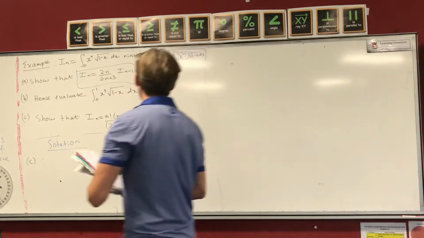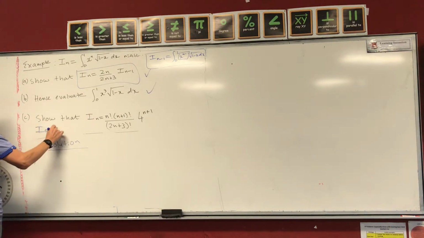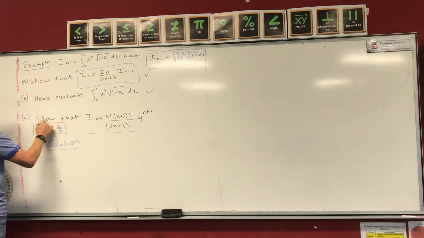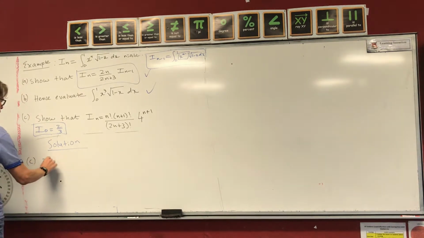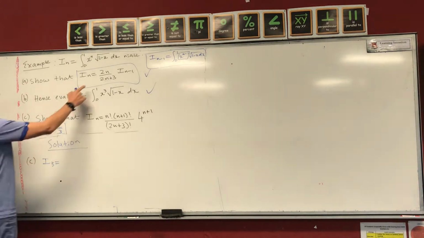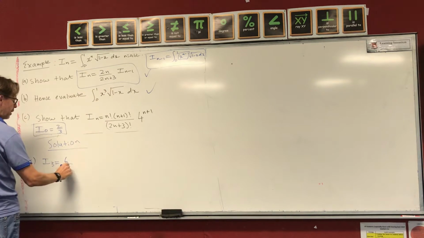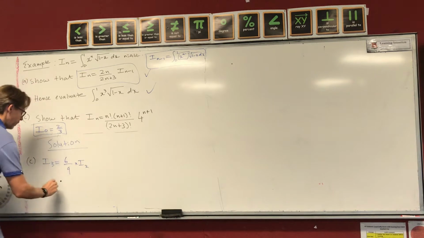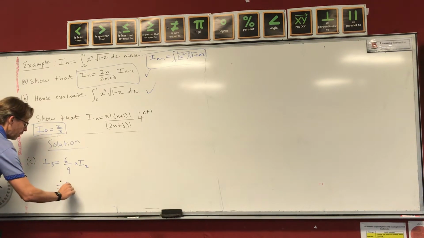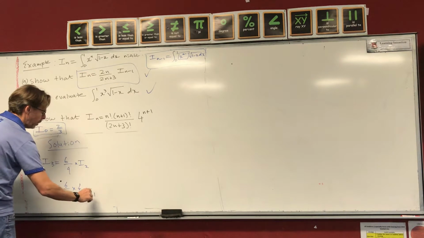Let me have a quick look here. So, for this part C, just remember from the previous parts of the question that I naught was equal to 2/3. The other thing which is going to help us is to look at what I3 is. I3 will be 2 times 3, which is 6 over 9 times I2. Now I2, what will that be? That'll be 4 over 7 multiplied by I1.